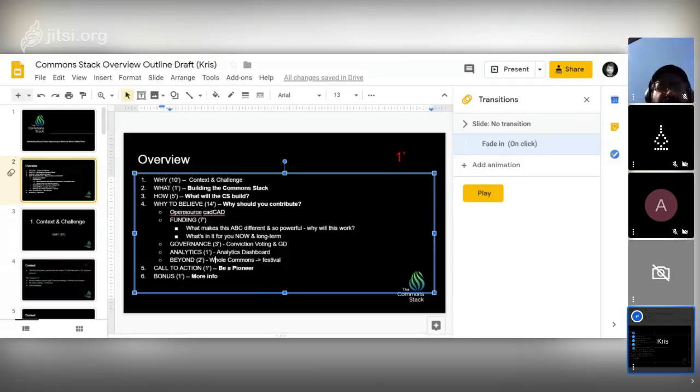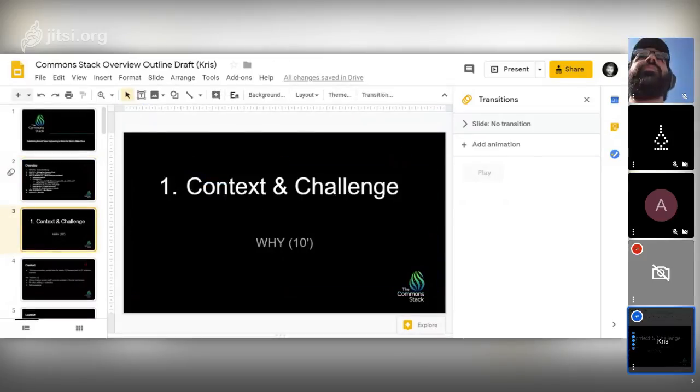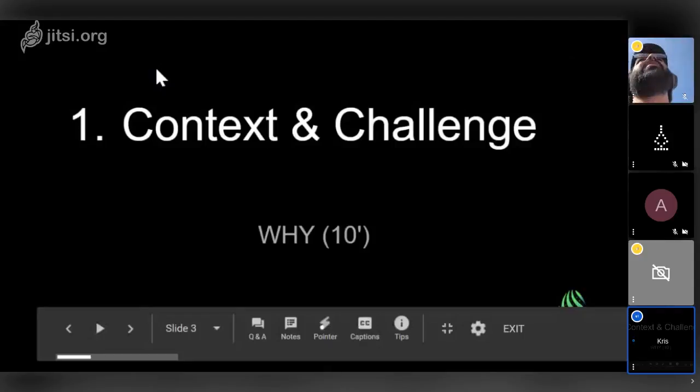Then the call to action is like you'll be a pioneer, and the bonus is more information and how you participate. This is just to give you a little bit of the structure, because this is actually the most important slide in that sense, that you get the structure and how I tried to divide it. I already put some more in, so to go through that a little bit, I probably should go full screen. It's going to be more visible for people watching this.